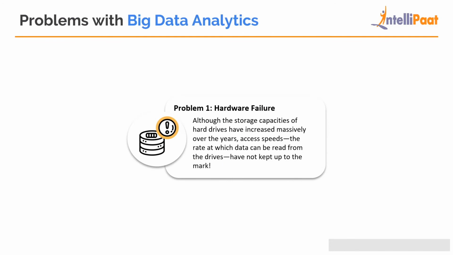First one, hardware failure. Although the storage capacities of hard drives have increased massively, obviously first we had floppy disks, then we had CDs, then we got pen drives, then we got smaller SD cards. So the devices are getting smaller, the storage space is getting bigger, and even though that happens, access speed, that is the rate at which the data can be read, is a problem. For 4 names it is easy. Let's say you want to read 1,000,000 names, so that will obviously take a lot of time. So in that case, sometimes the hardware might fail.